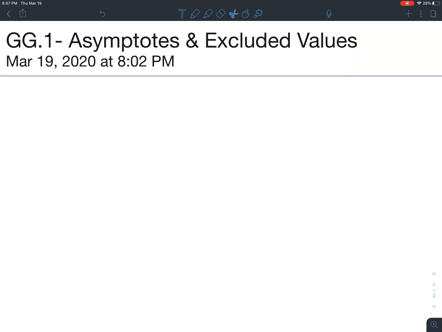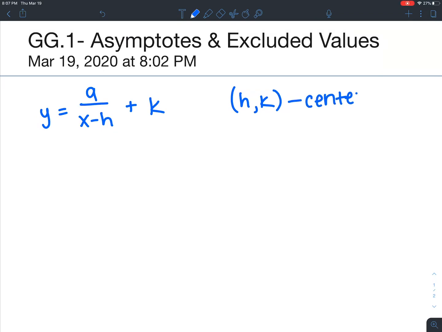All right, so today we're going to talk about GG.1. I'm going to introduce a new word for you called asymptotes, and they come from excluded values. So if we have this equation, y equals a over x minus h plus k, think of h, k as the center of the graph. Just like it was the vertex or the starting point, this is going to be the center of the graph.